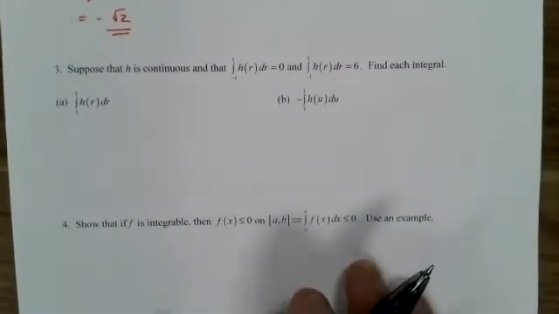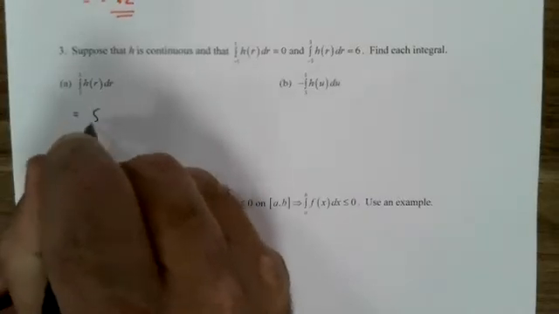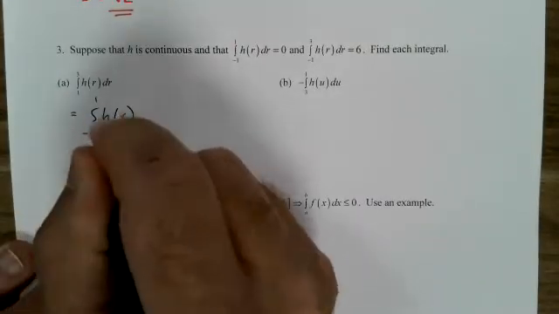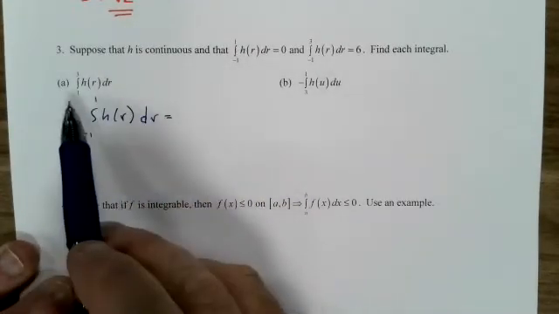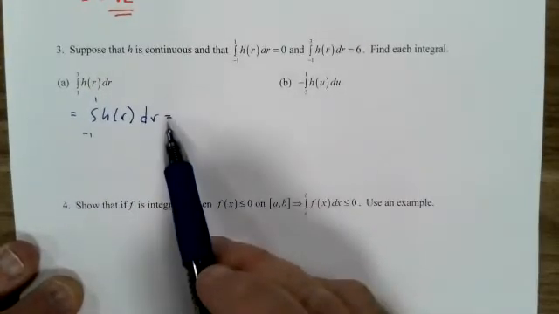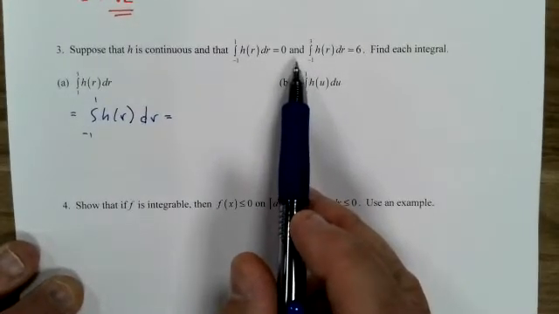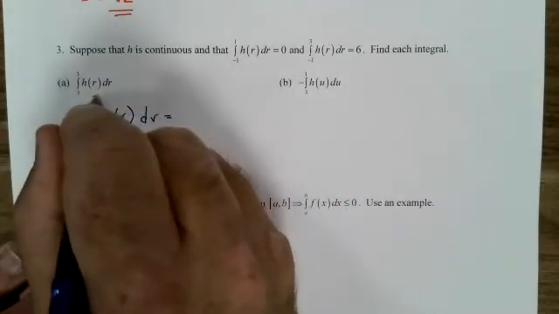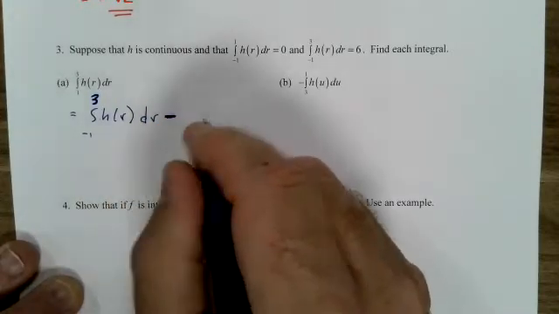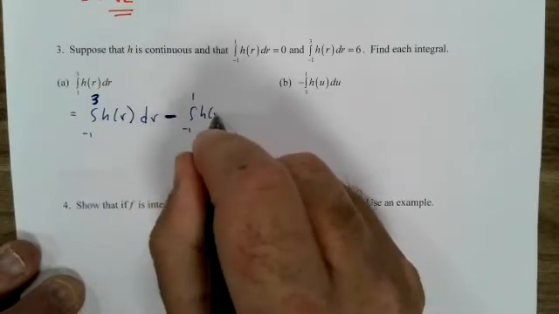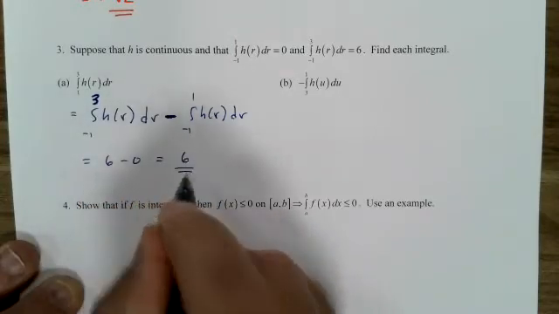Suppose h is continuous, and so on, find each integral. So again, just more practice on this concept. This is going to be from -1 to 1, h of r dr minus, they want 1 to 3. I'm going to fix that. Yeah, no, that's wrong. I wrote that in wrong. Thought so. -1 to 3 minus negative 1 to 1, h of r dr, which is 6 minus 0 equals 6.